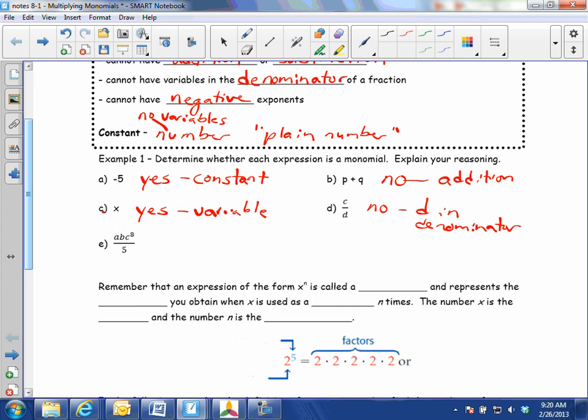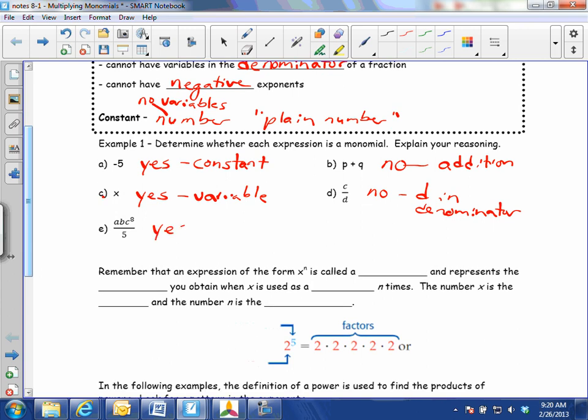Alright, awesome. And our last one. Yes, it's a product of constants and variables. So if I wanted to, I could rewrite this as 1/5 times abc. This is a 1, an understood 1, right? So 1 over 5 is just 1/5 times all that stuff on top. Alright, so far so good?